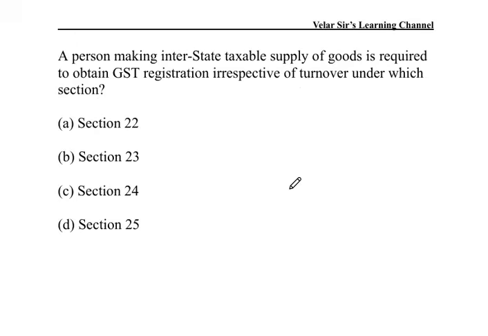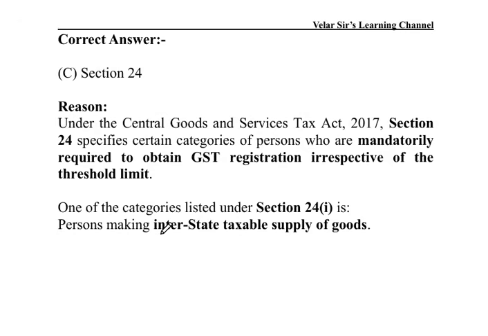The next MCQ: a person making interstate taxable supply of goods is required to obtain GST registration irrespective of the turnover under which section? Sections are given. A option, section 22; B option, section 23; C option, section 24; D option, section 25. The correct answer will be section 24.